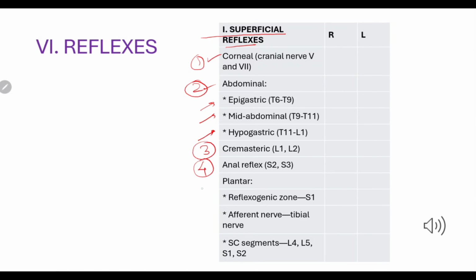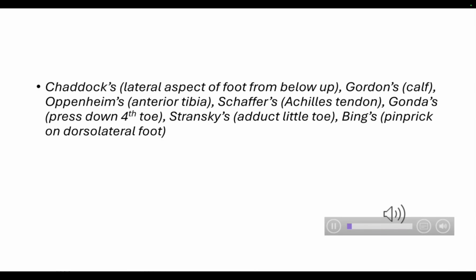The king of superficial reflexes is the plantar reflex. This slide lists its exact reflexogenic zone, its afferent and efferent pathways, and spinal cord segments. Here, you see the classic variants you look for if the plantar response is ambiguous, such as Chaddock's, Gordon's, and Oppenheim's sign. We will practice the exact physical path your key or reflex hammer handle should take across the foot in our next session.